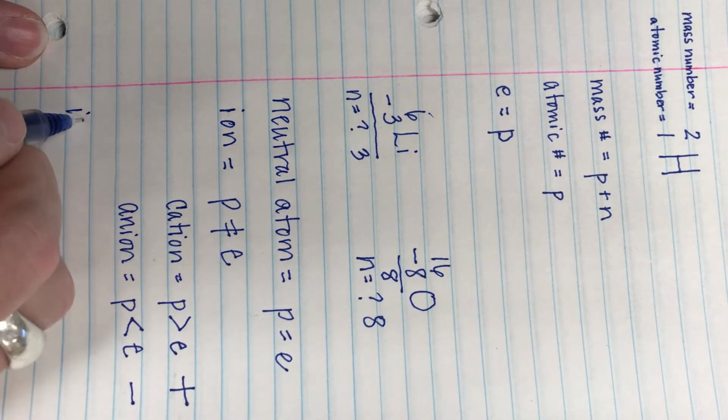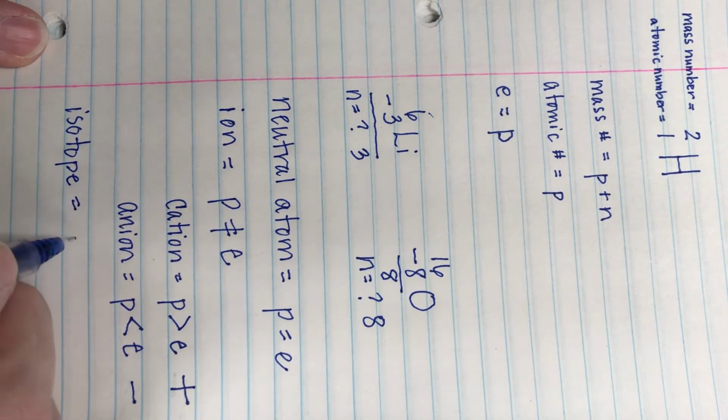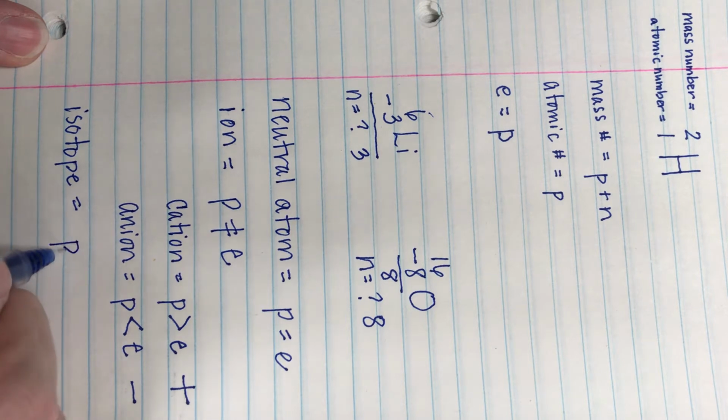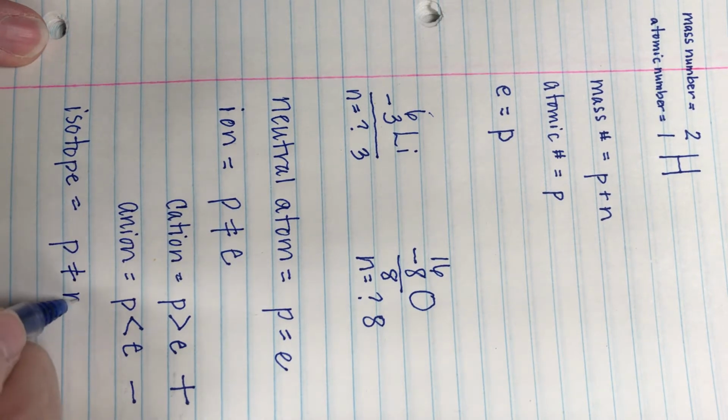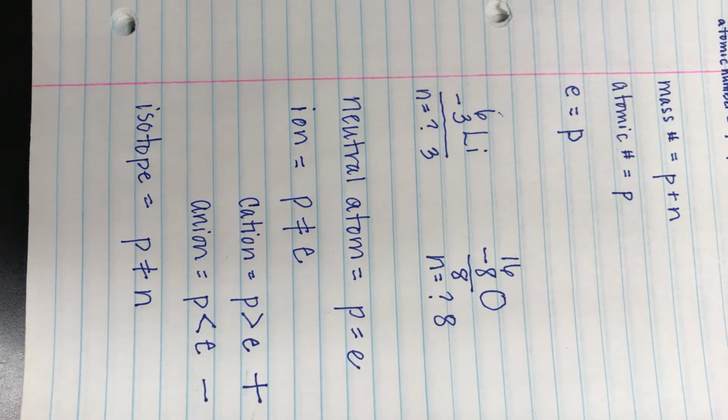An isotope is when protons don't equal the neutrons. And this sometimes can be a little tricky because in a standard atom, there may be one or two more neutrons than protons. We'll do some of those examples. It's not always an even split of the same amount of protons and neutrons. All right, so let's look at some examples.